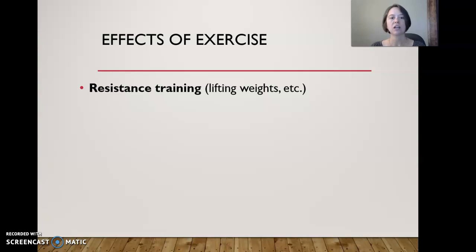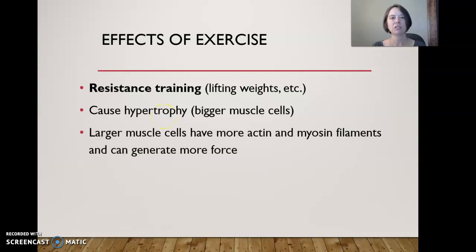And resistance training is like lifting weights. So this causes hypertrophy, and we know hyper means above or bigger, so you're going to get bigger muscle cells. Larger muscle cells would have more actin and myosin filaments, so you actually have more protein fibers in your muscle. And if each little actin and myosin creates a little force, if you have more of them, you have more force, and so you can lift heavier weights.